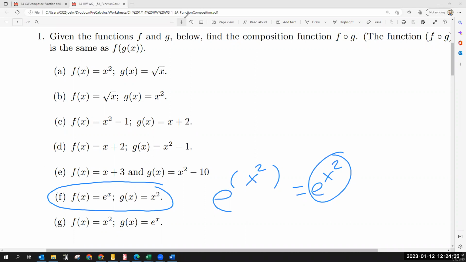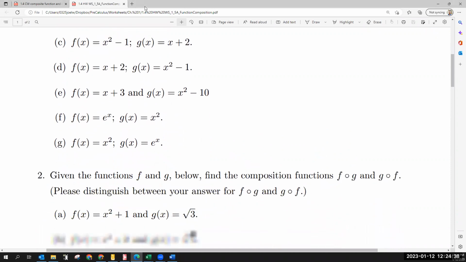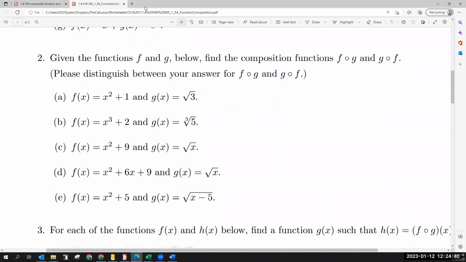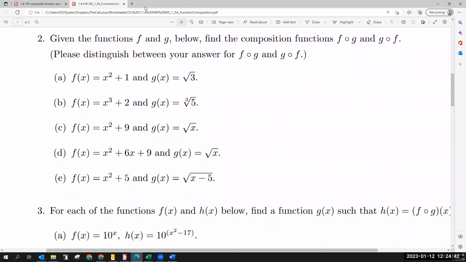All right, clear? Slide down to section 2. This one is saying do both. Each one of these is 2 parts: plug F into G, that's one part, and then plug G into F. And they have a couple that are super simple, but they're so simple that we didn't talk about them in our classwork, and they tend to confuse people. So we're going to look at number A.